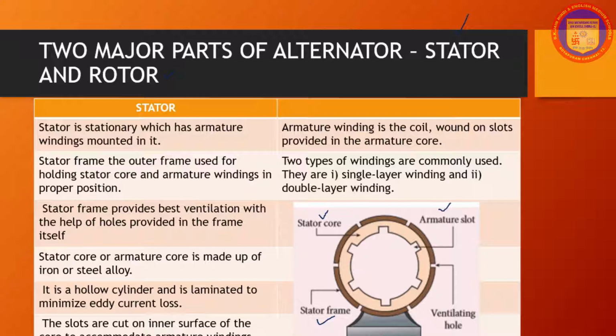There are two types of winding commonly used. They are single layer winding and double layer winding. This is a diagram shown for the stator.